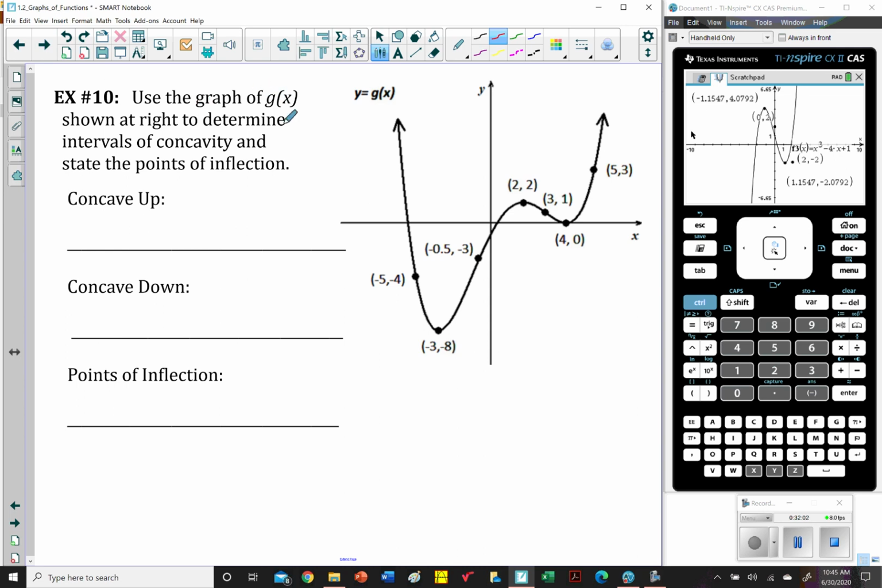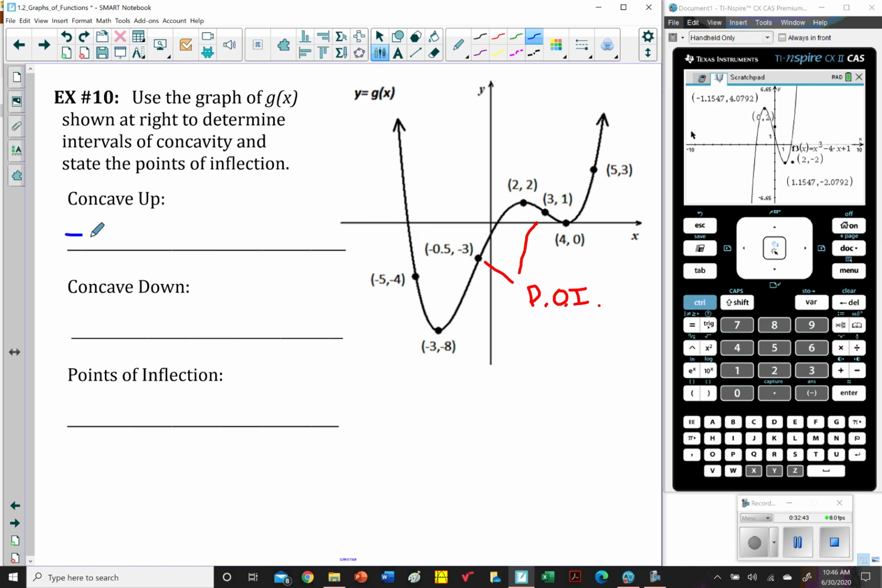If we look at the graph of g of x, we want to determine the intervals of concavity and state where the point of inflection is. So here I've got concave up, and it looks like right there we've changed directions. That's going to be our point of inflection, POI. Then the graph goes concave down, and it looks like right here at 3, 1, I've got another point of inflection, and the graph changes concave up again.